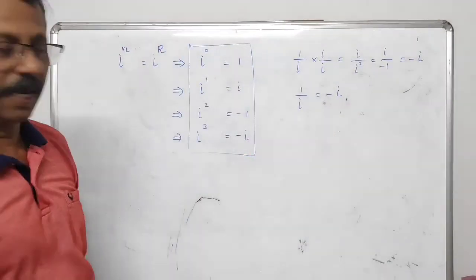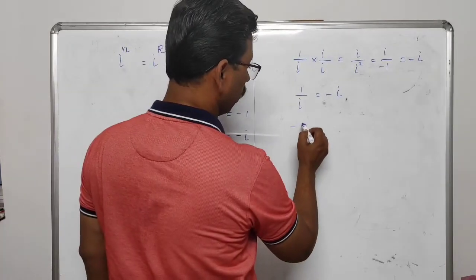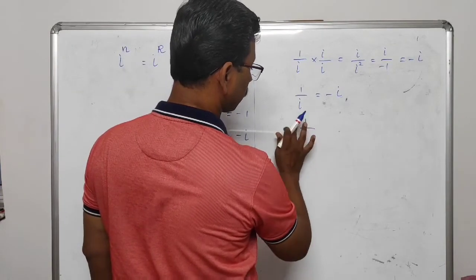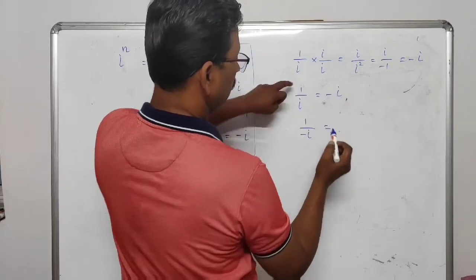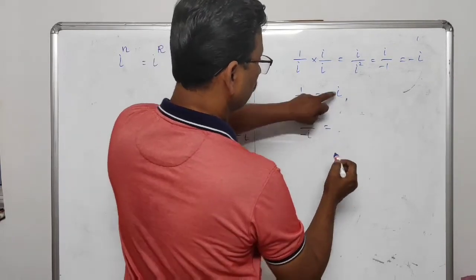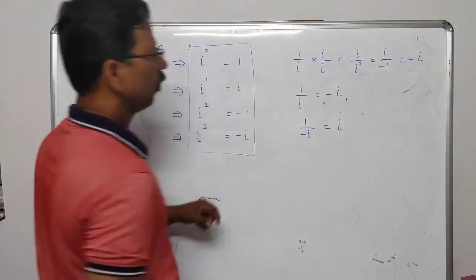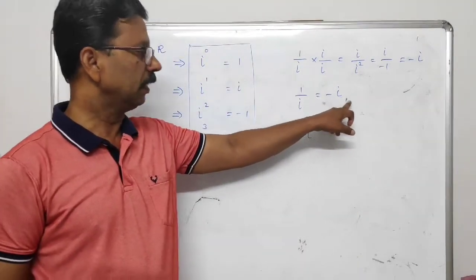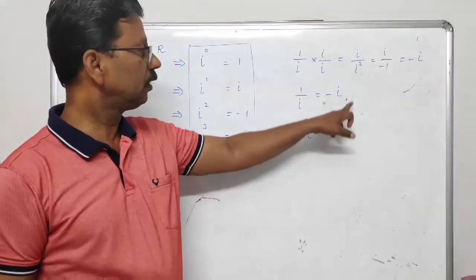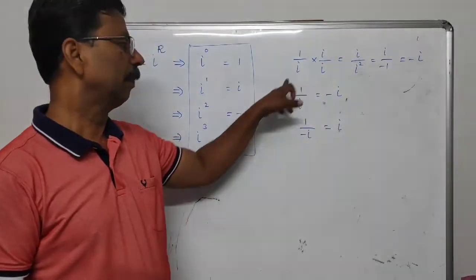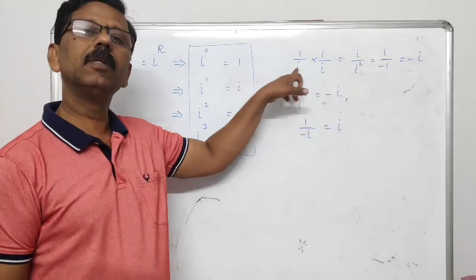And hence, we can write 1 by minus i. See, this is plus 1 by i, and this is minus 1 by i. Minus 1 times minus i gives plus i. Therefore, 1 by i is equal to minus i, and 1 by minus i is equal to plus i. These things also you must keep in mind. Then only we can do the problems very easily.